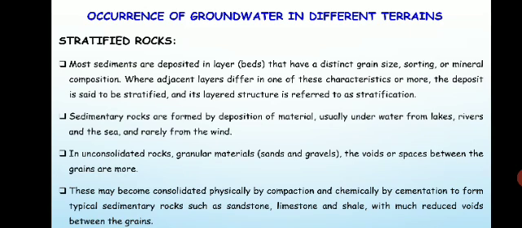Okay, and these may become consolidated by compaction and chemically by cementation to form typical sedimentary rocks such as sandstone, limestone and shale, with much reduced voids between the grains. So as the rocks get consolidated, the grains come closer to each other, and as a result the porosity will decrease after the cementation and compaction.